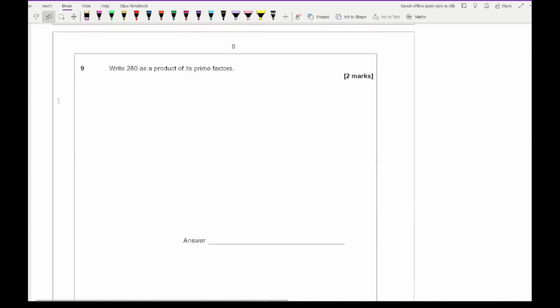Now for the next question, question 9, it says write 280 as a product of its prime factors. Now if you've got a Casio calculator, all you need to do here is press 280, then press equals, and then press shift and fact, which is a scientific button on your calculator. But if you haven't got that, then all we need to do is draw our factor tree.